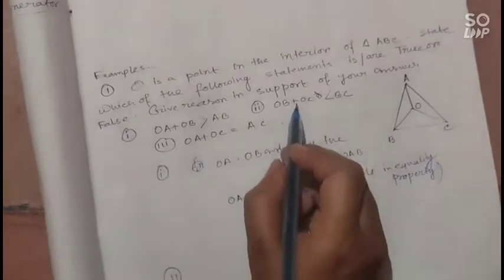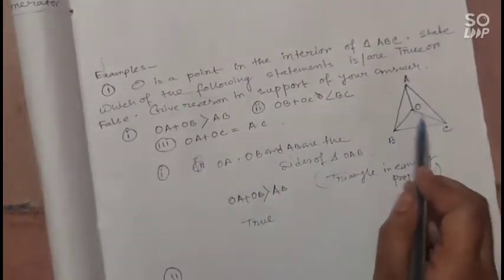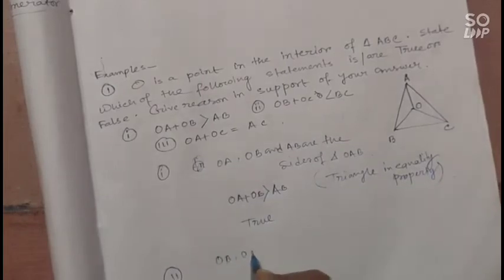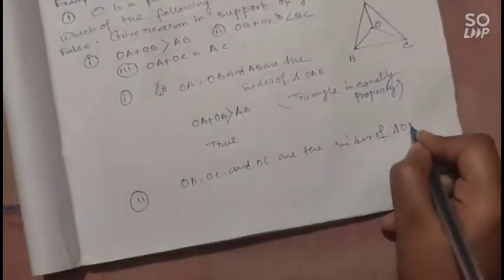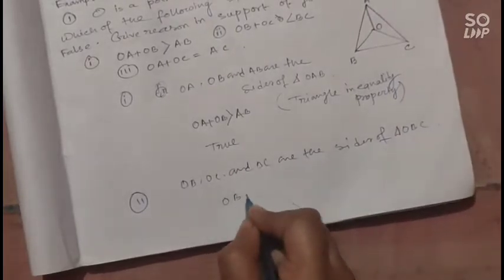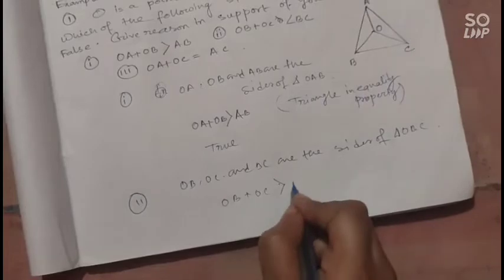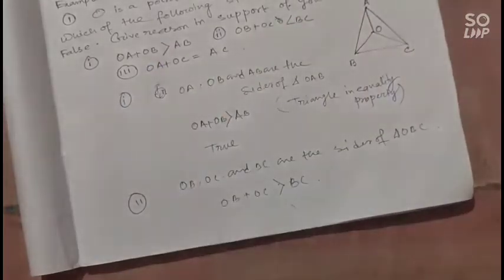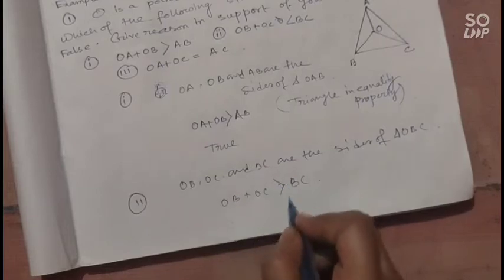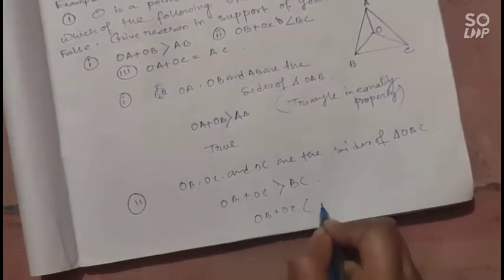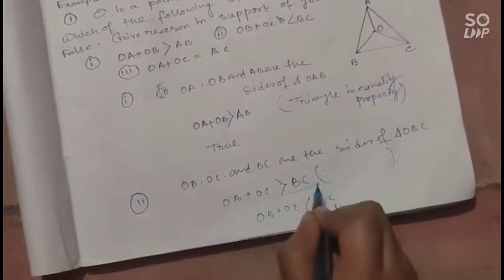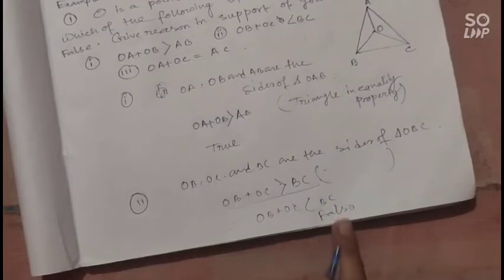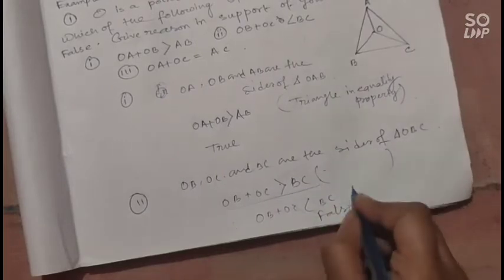Next, OB plus OC less than BC. OB, OC and BC are the sides of triangle OBC. So, OB plus OC must be greater than BC, but the statement is less than BC. So, this statement will be false. By triangle inequality property, we can write this, but this will not be true. This statement is false.